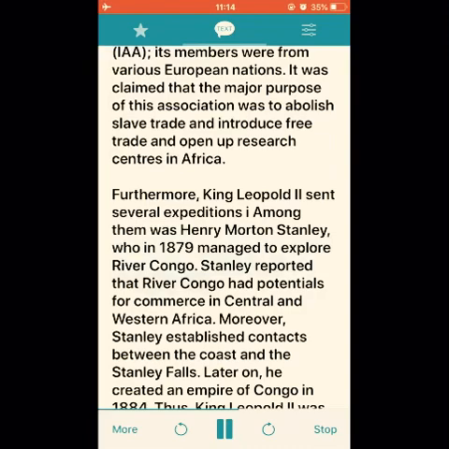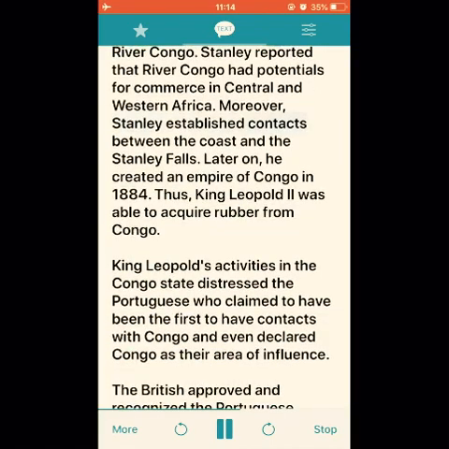Stanley reported that River Congo had potentials for commerce in Central and Western Africa. Moreover, Stanley established contacts between the coast and the Stanley Falls. Later on, he created an Empire of Congo in 1884. Thus, King Leopold II was able to acquire rubber from Congo.